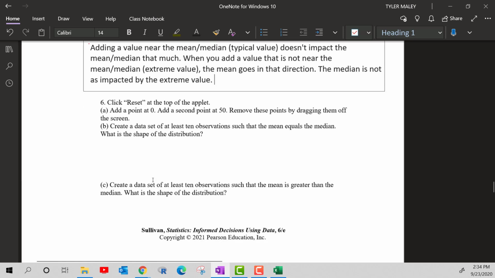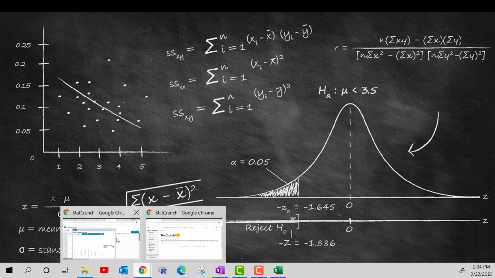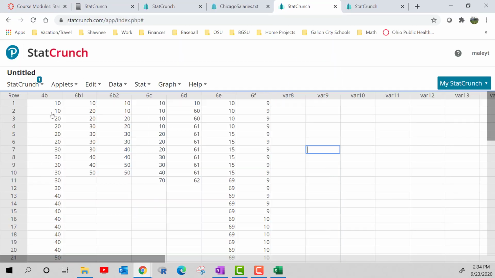All right, so now for number 6, we're doing something somewhat similar. We want to create a data set of at least 10 observations where the mean equals the median. What is the shape of the distribution, right? We want something between 0 and 50 again. So if you go back to StatCrunch, for 6b, this is one example, and this is another example that we'll look at as well, right? These are my data values that I came up with, and to save time, I'm just giving those to you in this form.